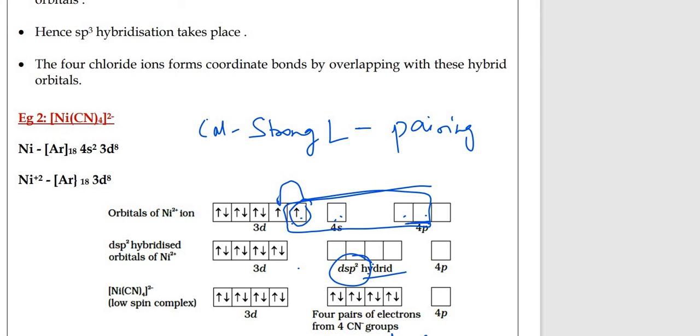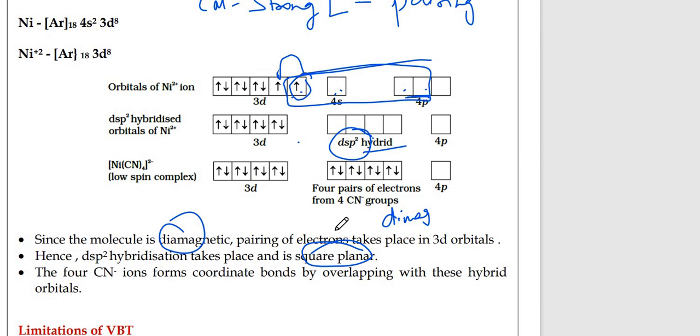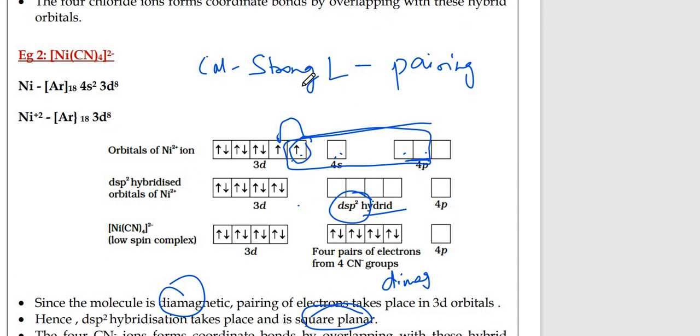Okay. So if you know this thing, then it is easy for you to find the hybridization, geometry as well as magnetic nature. And since it's a strong ligand, it will make a low spin complex.